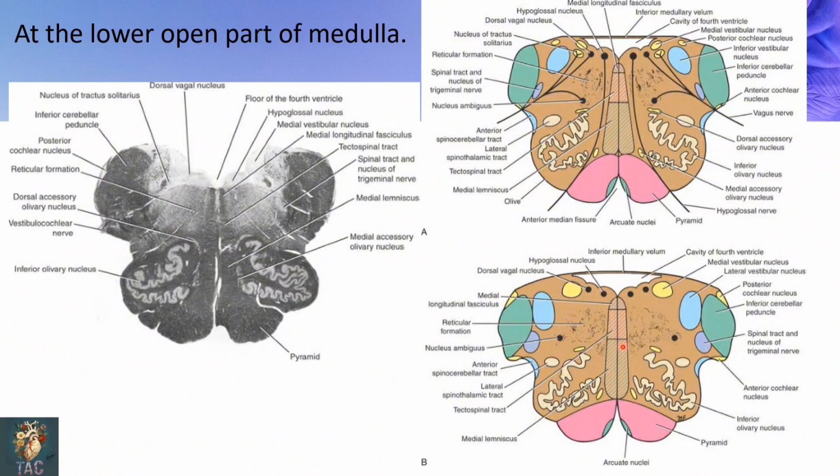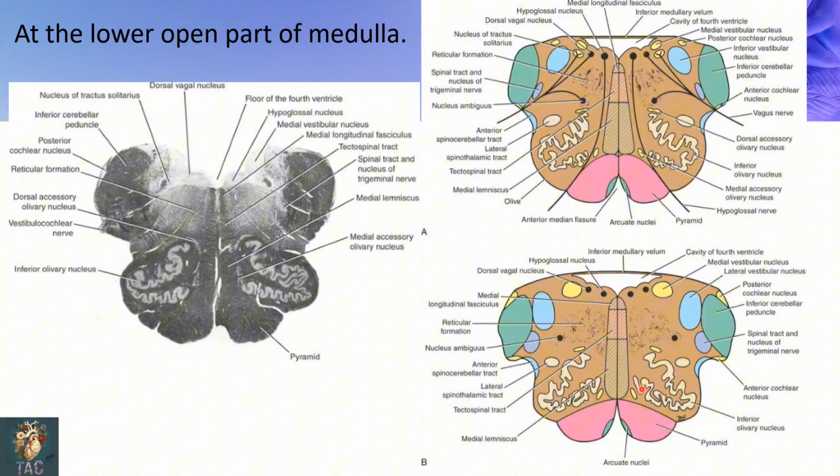In this diagram also you can see the different changes. So this is the hypoglossal triangle, the vagal triangle, and the vestibular nuclear complex. Also you can see the inferior cerebellar peduncle over here. This is the anterior cochlear nuclear group which is present over here, and these are the anterior spinocerebellar pathways.